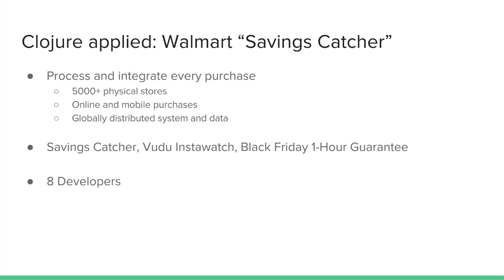So this processes and integrates every purchase across all of Walmart. So more than 5,000 physical stores, all online purchases, all mobile purchases. It's a globally distributed system with globally distributed data sources, all written in Clojure. This one system powers Savings Catcher, Voodoo InstaWatch, and the Black Friday 1-hour guarantee.